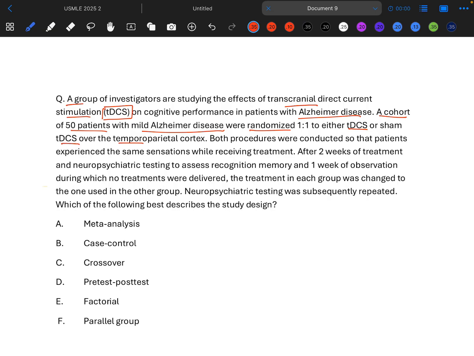After 2 weeks of treatment and neuropsychiatric testing to assess recognition memory, there was 1 week of observation during which no treatment was delivered. Then the treatment in each group was changed to the one used in the other group. The neuropsychiatric testing was subsequently repeated. Which of the following best describes the study design?